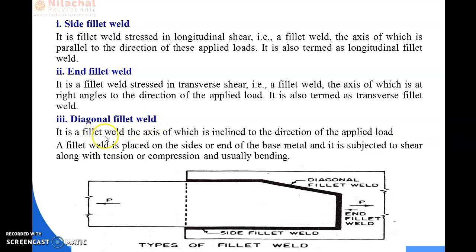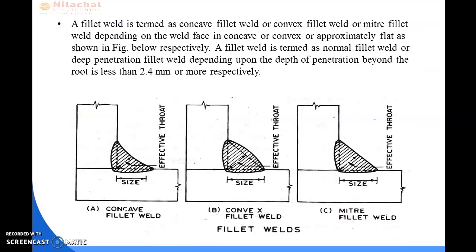Here it is a fillet weld which is inclined to the direction of the applied load. A fillet weld is placed on the side or end of the base metal, and it is subjected to shear along with tension or compression and usually bending. So overall you can see this portion of the plate, which is again a beveled portion, and it is inclined towards the loading condition. So if the loading is in this direction and the welding is inclined with respect to the loading condition, then this kind of weld is basically known as diagonal fillet weld. So these are the types of fillet weld.